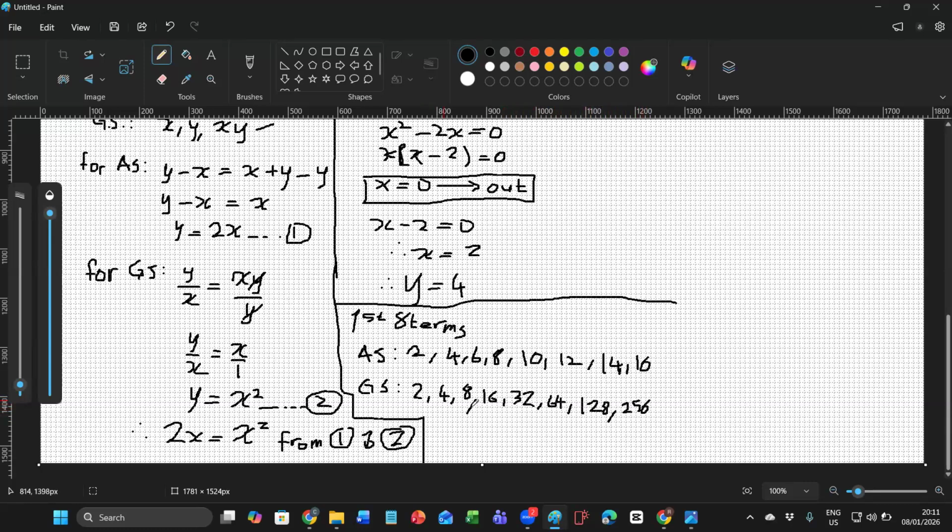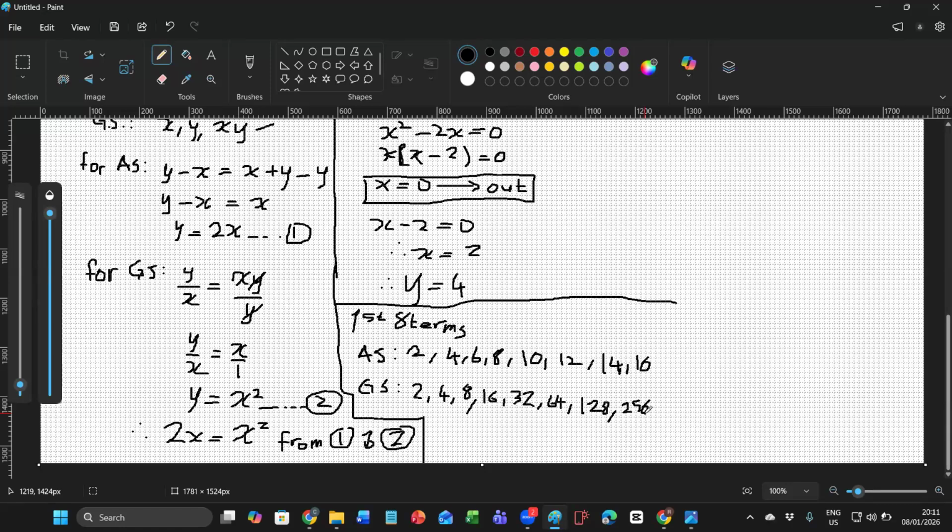Let me count. 1, 2, 3, 4, 5, 6, 7, 8. Okay, 9. So do you understand how I got up to this point? Okay, now I understand. We are multiplying by 2 because it's a geometric sequence. The other one is arithmetic, yes. Okay. All right.